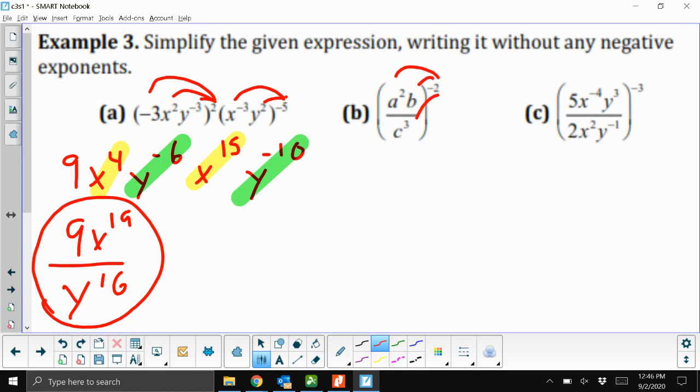B, we got to distribute it all through. So now I'm going to have a to the negative 4, b to the negative 2, all over c to the negative 6, right? And now we can make this jump and say, well, everything on top is negative exponent, so we need to move all that down. Everything on bottom has negative exponents, so let's move that up to make it positive. So our solution here would be c to the 6th over a to the 4th b squared.